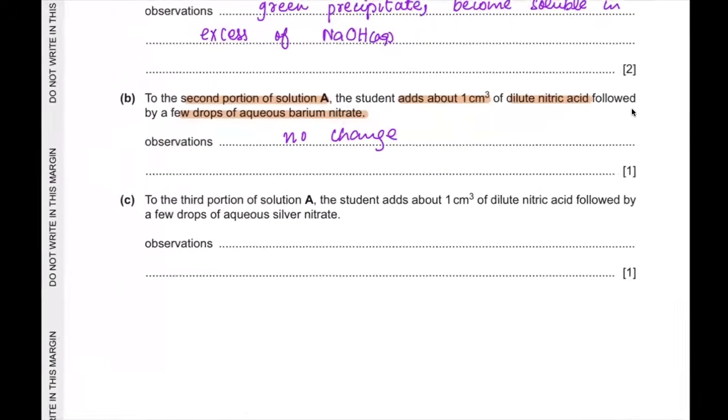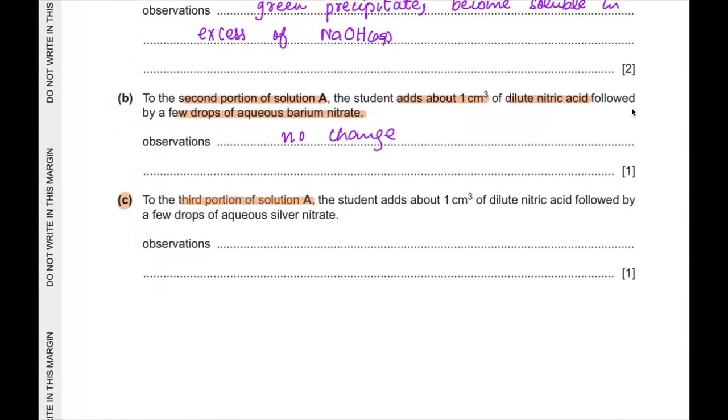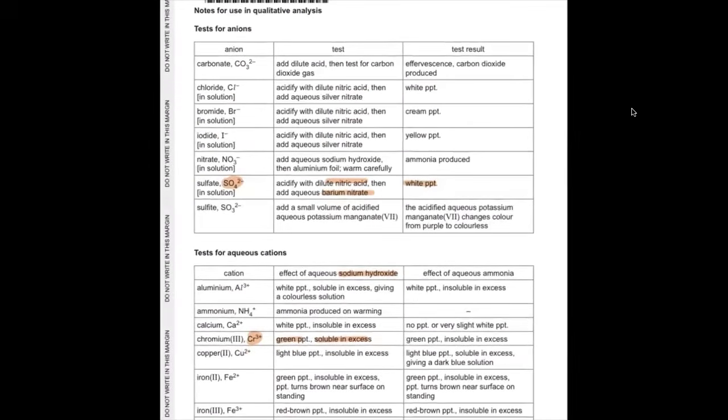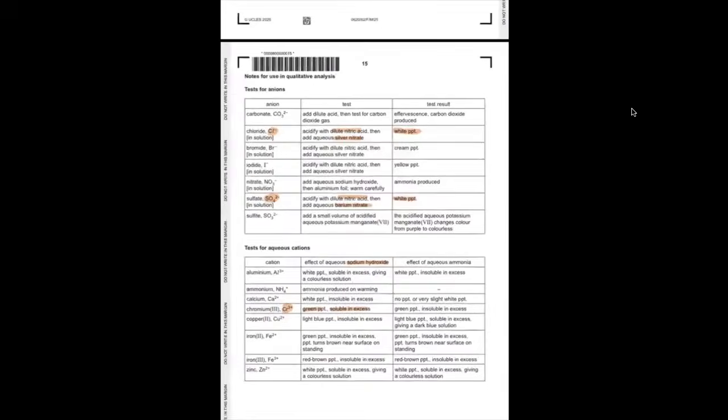Now, part C. To the third portion of solution A, the student adds 1 cm³ of dilute nitric acid followed by a few drops of aqueous silver nitrate. So silver nitrate will give you white precipitates. Very good, Marwa. You need to remember these colors of the precipitates for paper 1, the theory paper, and the MCQs. But for alternative to practical, there is no need to remember these colors because they are given at the end. So see over here, for chloride, adding dilute nitric acid and silver nitrate gives you white precipitates. Okay. So we are done with this.